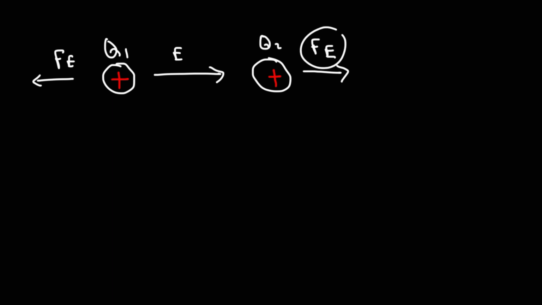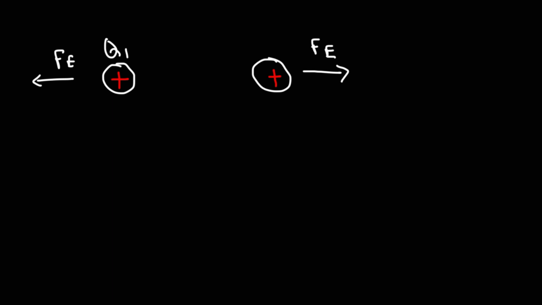Consider these two positive charges that are next to each other. Both of them will feel an electric force that will push them apart. Q1 is going to emit an electric field towards the right, and Q2 is going to feel a force in the same direction as that electric field. Q2 also exerts an electric field on Q1, where Q1 will feel a force that will accelerate it in that direction. And so they both exert forces on each other.